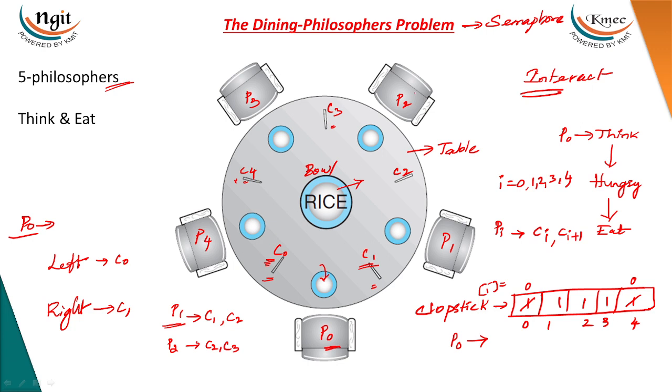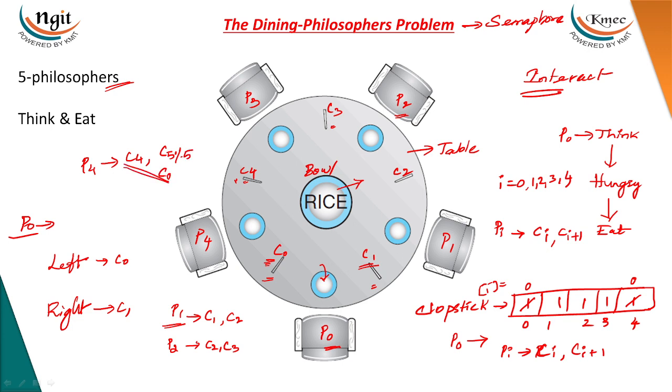But if P2 tries to eat, he can eat using chopsticks C2 and C3. So P0 needed C0 and C1. In general, if Pi wants to eat, he needs chopstick Ci and chopstick Ci plus 1. Since it is a circular table, when P4 comes, he needs C4 and C5, but it becomes modulo 5, so it becomes C4 and C0.